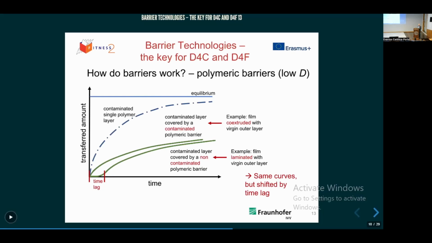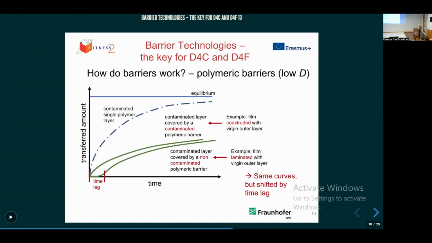And we have a contaminated outer layer of the functional barrier. That means that even though the diffusion coefficient of the functional barrier is lower than of the polymeric carrier, also there you will start with substance transport from the beginning. It's less, but that's all. If you wait long enough, this curve will go up and will reach this equilibrium as well. So the simple functional barrier like this only gives you some extra time.